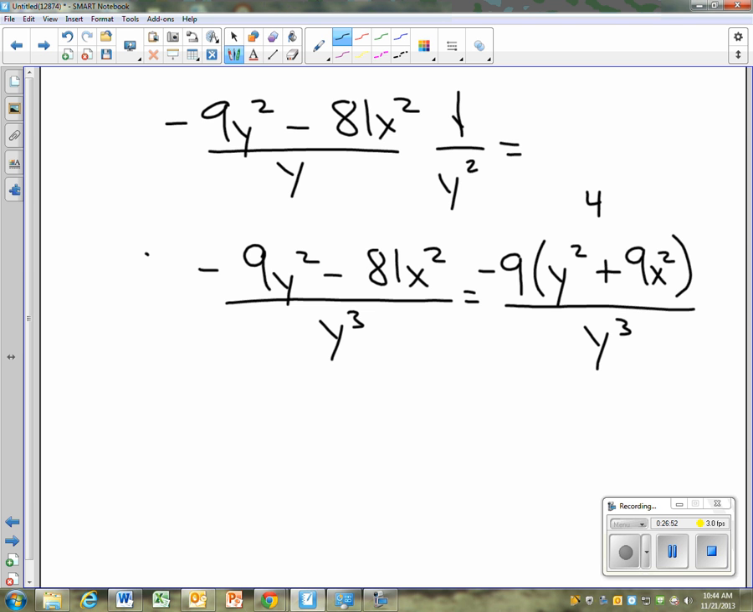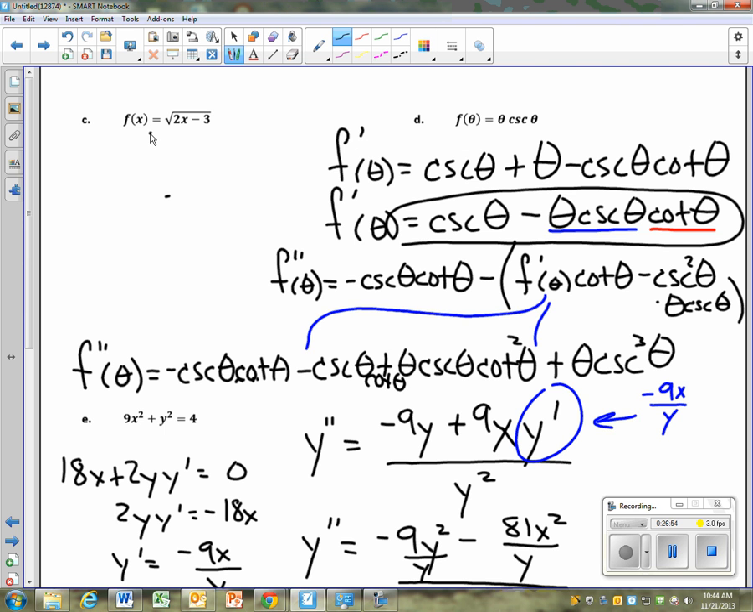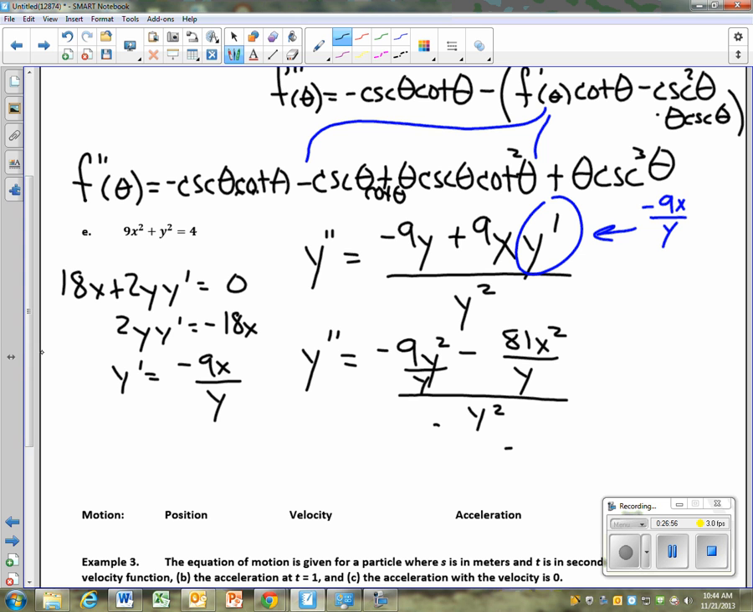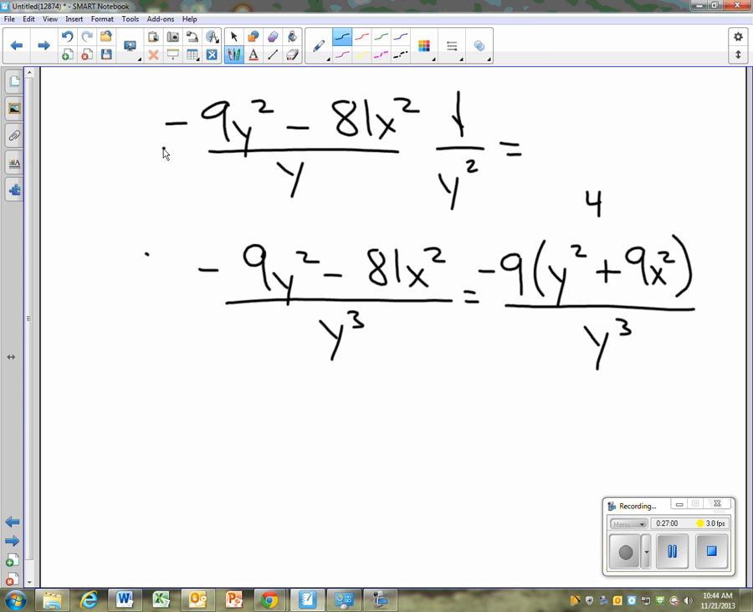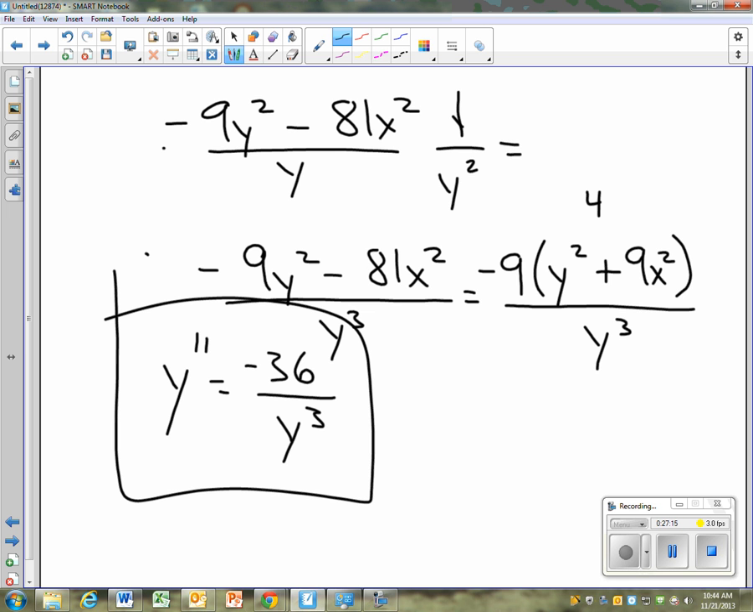Look at your original problem. The original problem says 9x squared plus y squared is 4. So, 9x squared plus y squared is 4. Negative 9 times 4 is? So, y double prime is negative 36 over y to the third. Bada bing, bada bam, bada booski, box it.